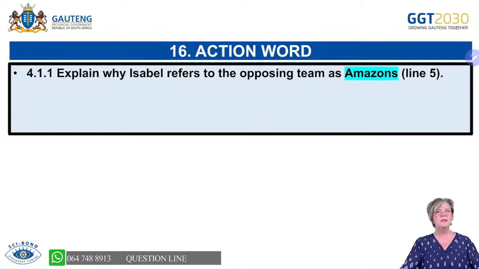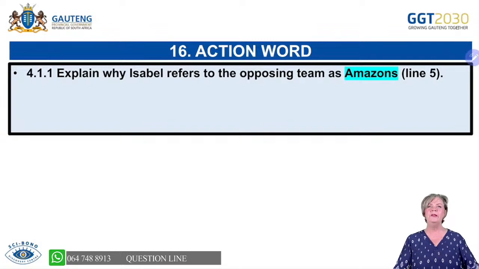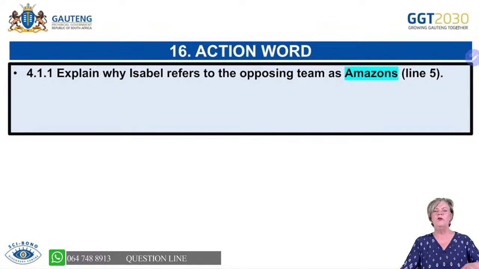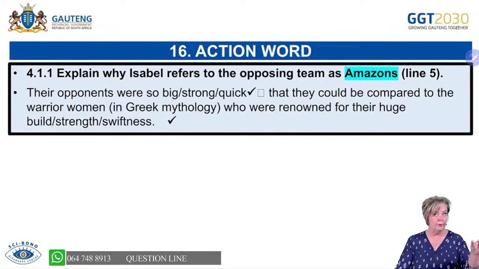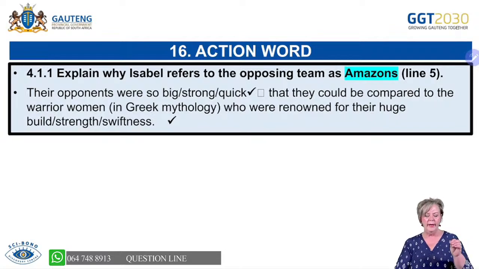So let's take a look at an example. 4.1.1. Explain why Isabel refers to the opposing team as Amazons in line 5. Now, grade 12 learner, you need to go back to the text. Do not assume that you are not allowed to go back, or do not assume that you've actually read everything in those lines. Make sure that you understand it. What happened before, what happened after, and why does she say they are Amazons? Now, let's take a look at explain. Give reasons there, make it plain. Why Isabel refers to the opposing team as Amazons.